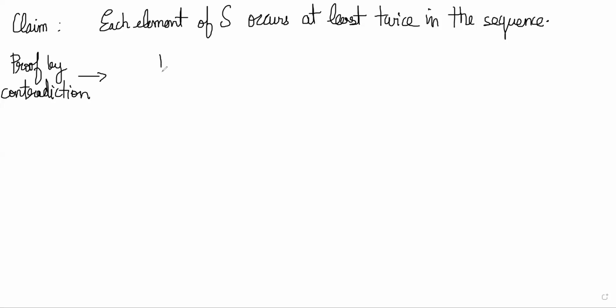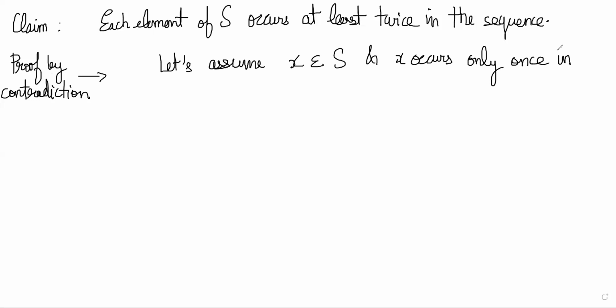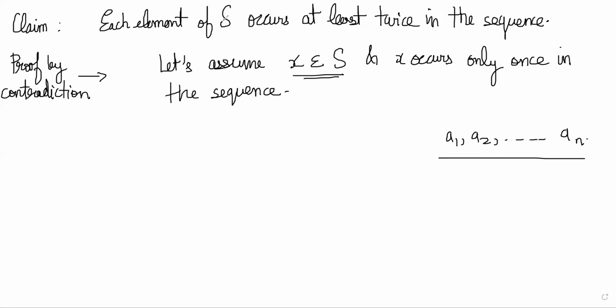So what we will say is, let's assume X belongs to S and X occurs only once in the sequence. What is the sequence? The sequence is this n-term sequence of numbers. Let's assume X belongs to the set S. The set S was {1, 2, 3, 4}. And X occurs only once in the sequence.